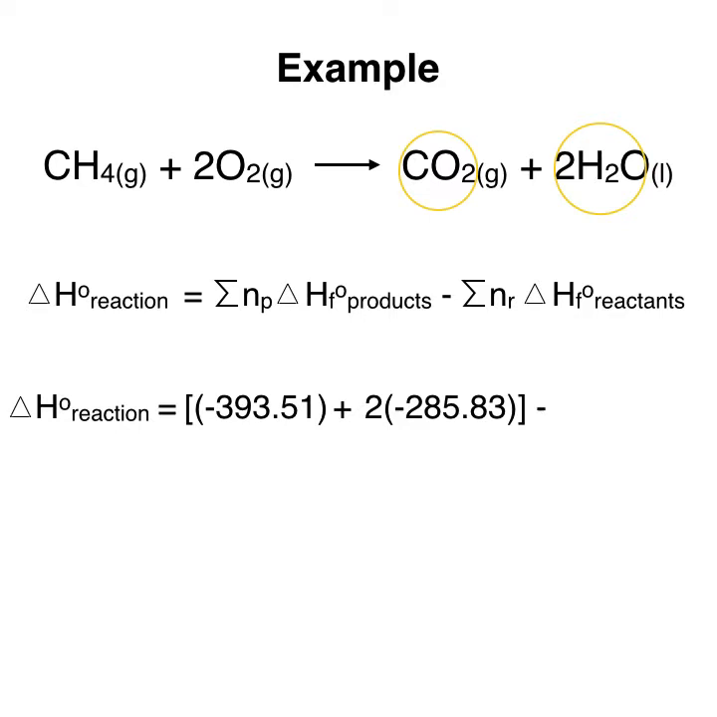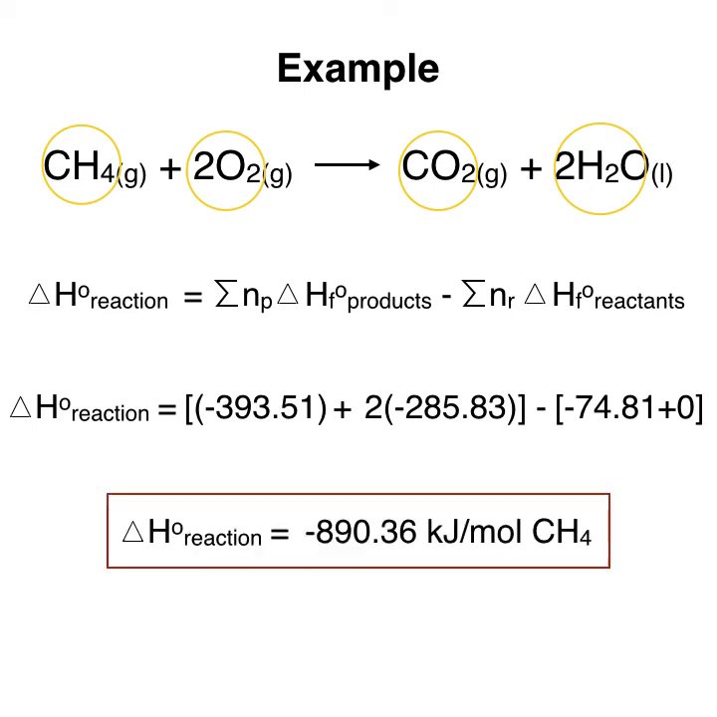Now to subtract our reactants. Our first reactant, CH4, has an enthalpy of formation of negative 74.81 kilojoules per mole. Since there's only 1 mole of CH4, we don't need to multiply this. Lastly, we have oxygen, which is an element, meaning it has an enthalpy of formation of 0. Performing this calculation, we get an overall standard enthalpy change of negative 890.36 kilojoules per mole of CH4.